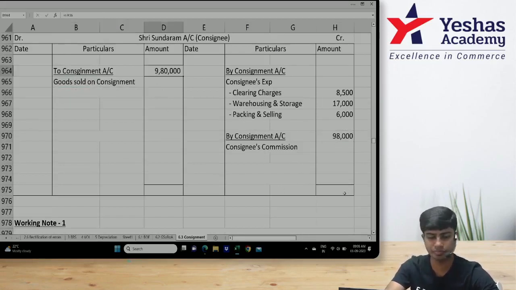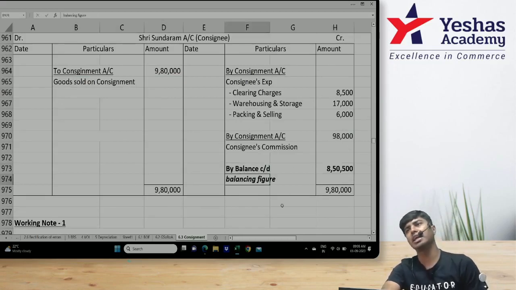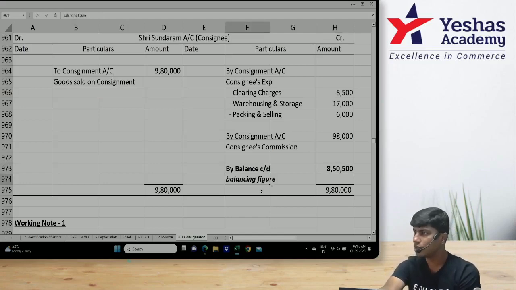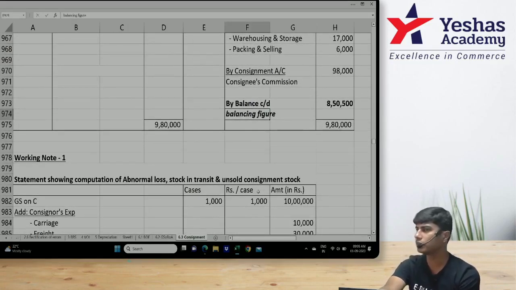Identify the balancing figure here. Add all of these. 8,50,500 is the balance carried out. That is the money the consignee should still give us. He has not given it, so it will be like that.